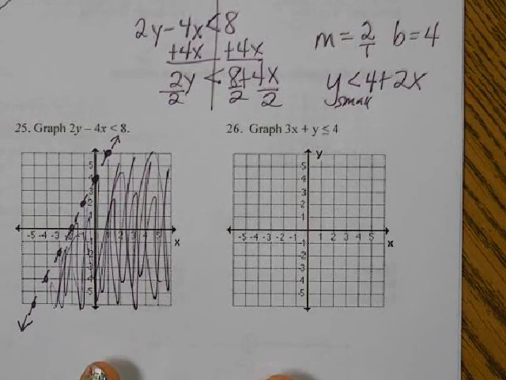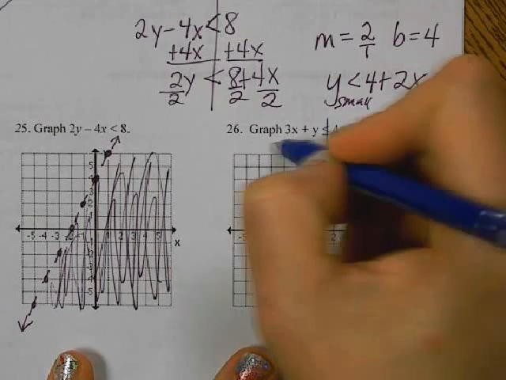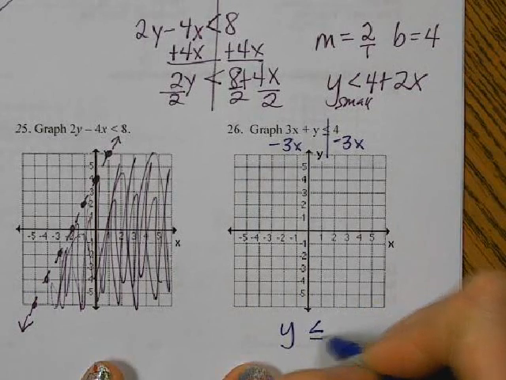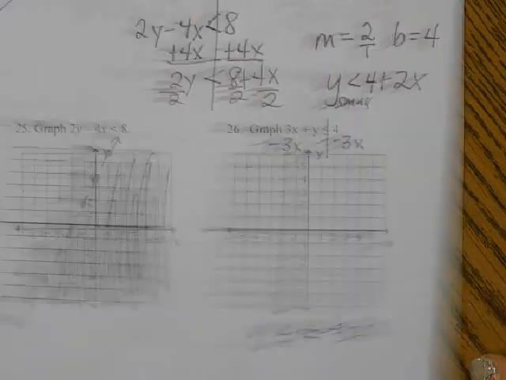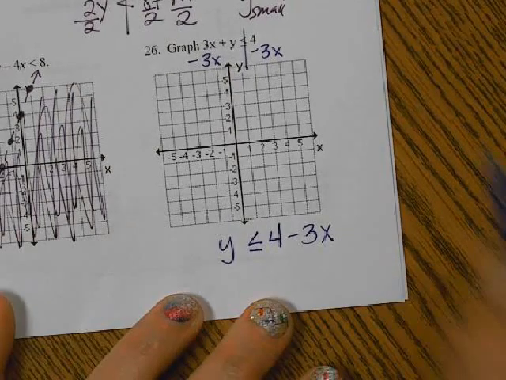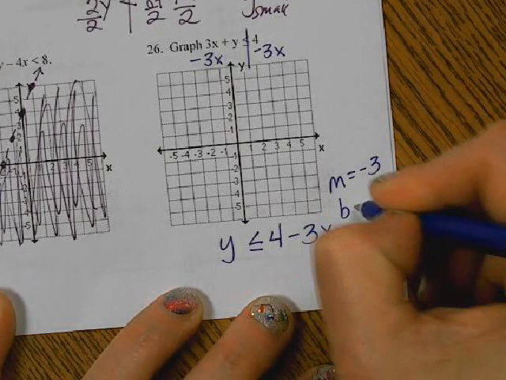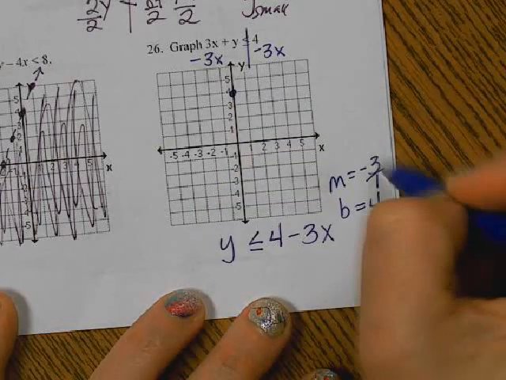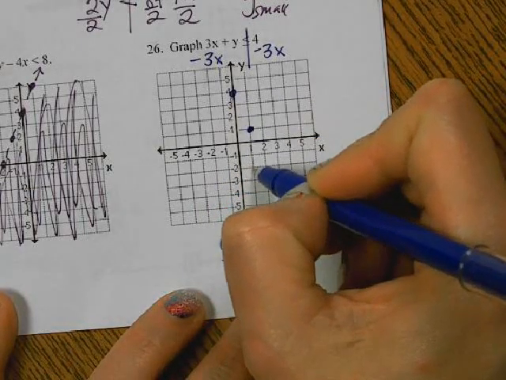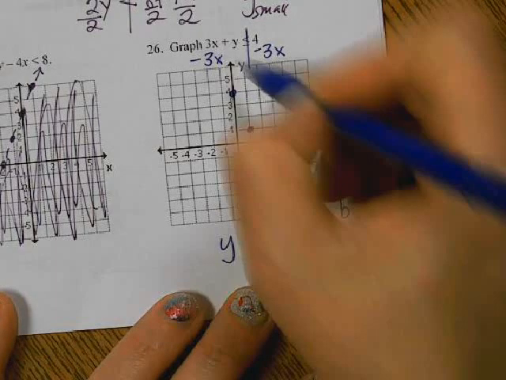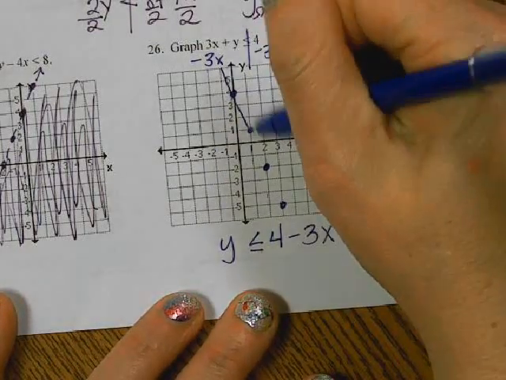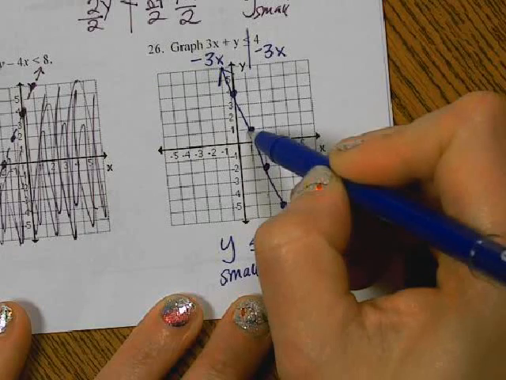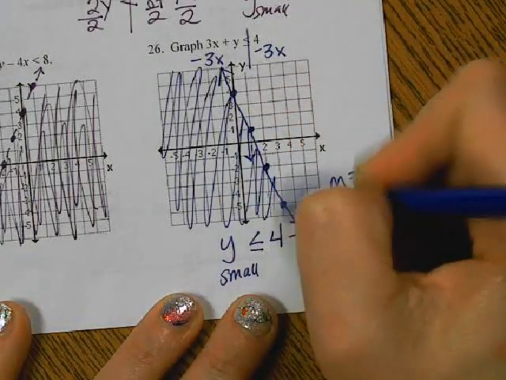26, we still have to solve that one for y also. So we're going to subtract 3x from both sides, and that gets us y is less than or equal to 4 minus 3x. Now it says y equals, so we can graph it. M is -3, and B is 4. So we begin at 4, and we're going to go down 3/1. Down 3/1. It's got a solid line, so I'm going to draw a solid line. Remember, see a line, draw a line. And then y is on the small side, so I'm going to shade down, and that's the side I draw on.